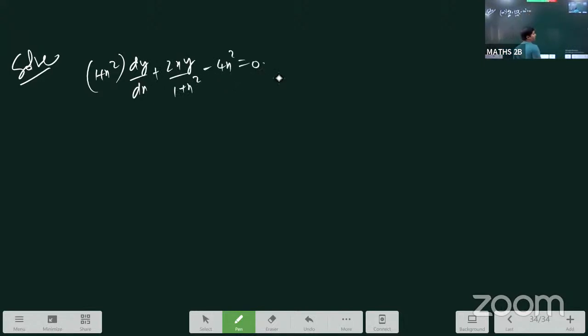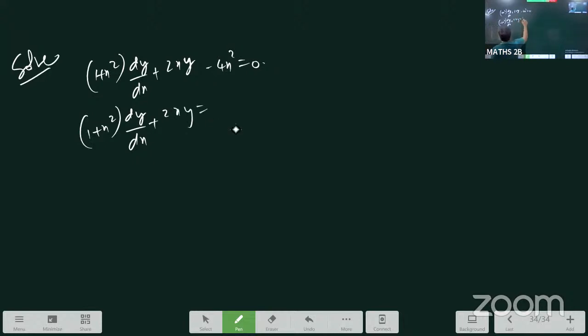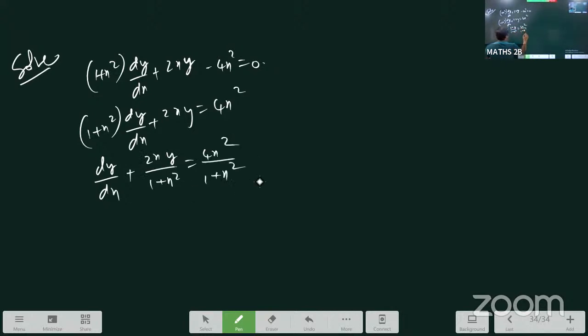In the linear form of dy by dx, always the dy by dx coefficient should be 1. Your question is (1 plus x squared) dy by dx plus 2xy minus 4x squared equal to 0. So (1 plus x squared) dy by dx plus 2xy equal to, bringing 4x squared to that side, 4x squared. Now the dy by dx coefficient I want to make 1, means divide with 1 plus x squared: 4x squared by 1 plus x squared.